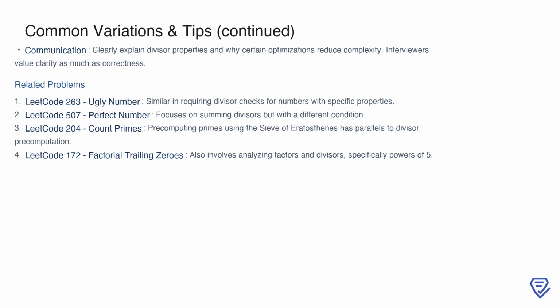For example, LeetCode 263, Ugly Number, also involves verifying numbers based on their divisors, while LeetCode 507, Perfect Number, focuses on summing divisors under a different condition. LeetCode 204, Count Primes, introduces the Sieve of Eratosthenes, which parallels the idea of pre-computing results for efficiency. Finally, LeetCode 172, Factorial Trailing Zeroes, involves analyzing factors and divisors, with a specific focus on powers of 5. These problems can help you build a strong foundation in divisor-related logic and optimization techniques.